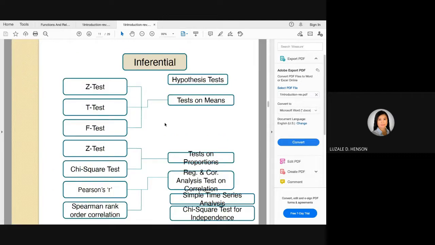Now, inferential, again, meron tayong mga several tests, and I'm sure that you're familiar with some of them. We have a Z-test, we have a T-test, F-test, and many other kinds of tests.